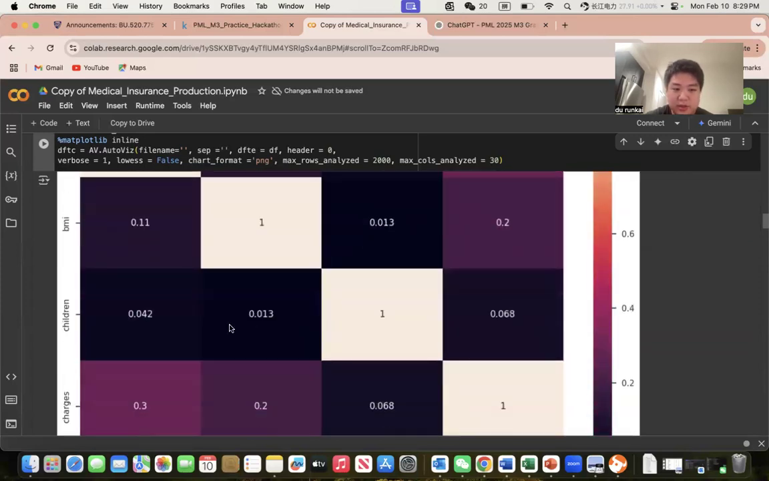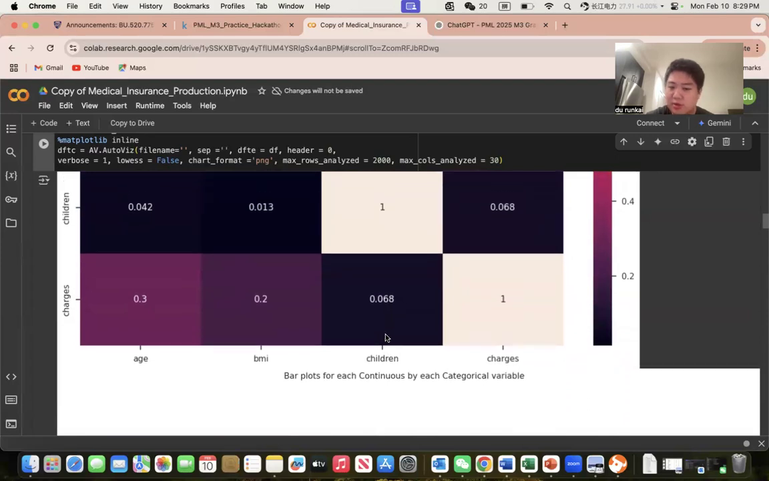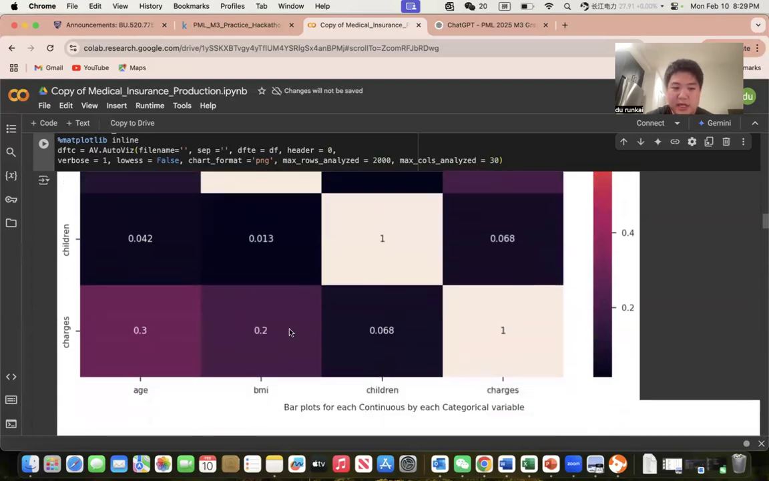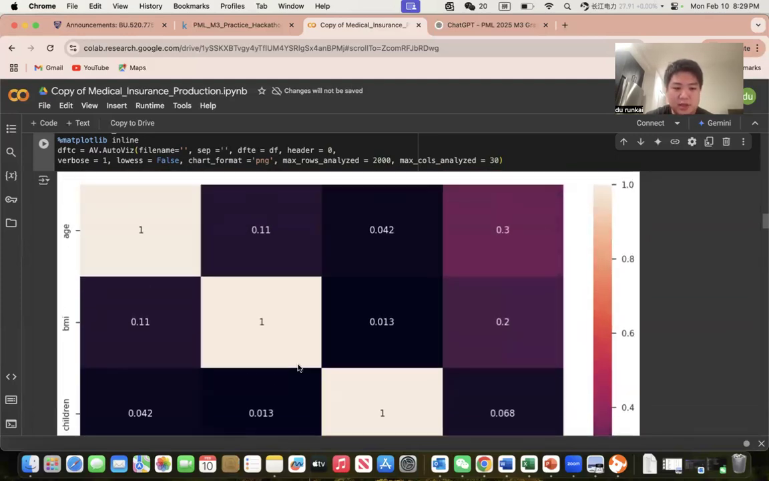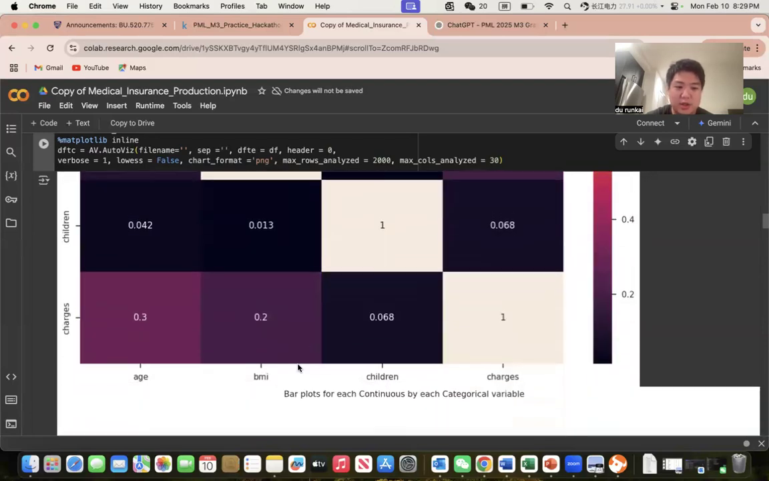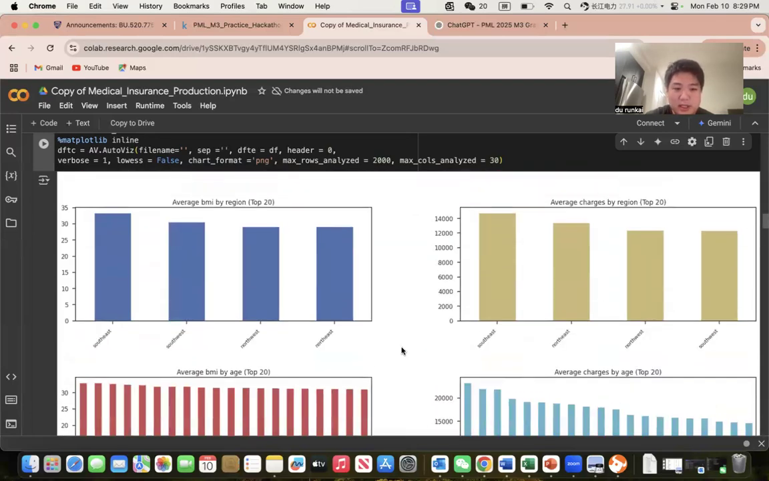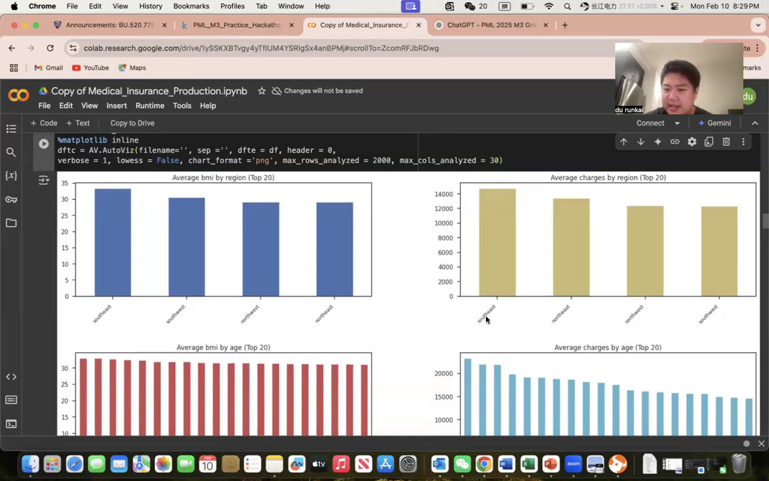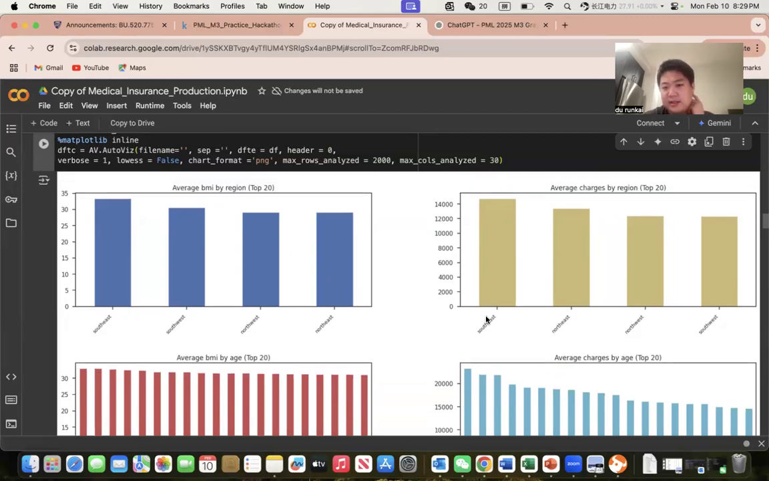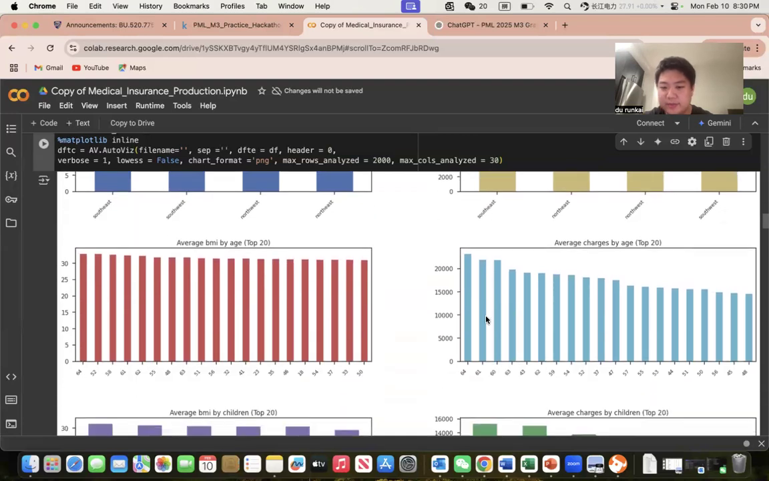Age, yeah. Children will not affect anything. When the BMI increases, the charge will increase, and nothing else. Age and children will not affect anything in the model. Average BMI for the region: every region has nearly the same BMI, and the distribution is nearly the same. The average charge by region is highest in the southeast, but not significantly higher than other regions.